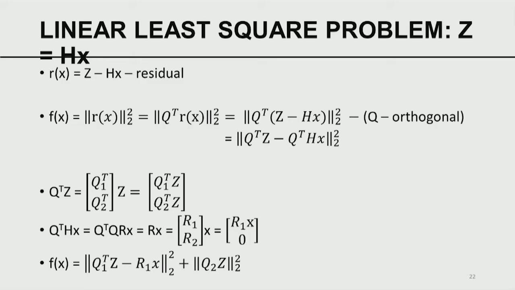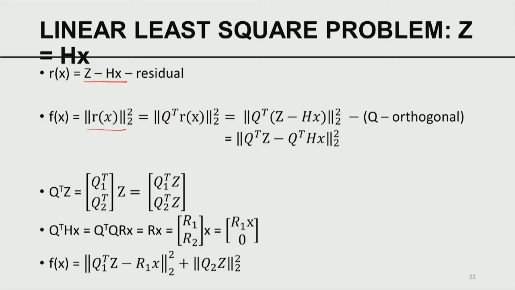My R of X is equal to Z minus H of X. That is a residual. My F of X is equal to the square of the norm of the residual. We already know that. We also know that the norm of a vector remains invariant under an orthogonal transformation. We saw this to start with.